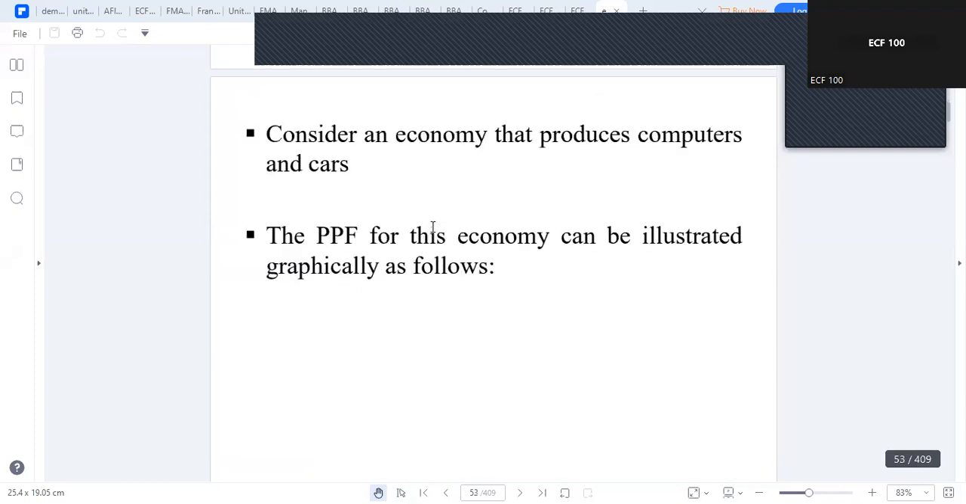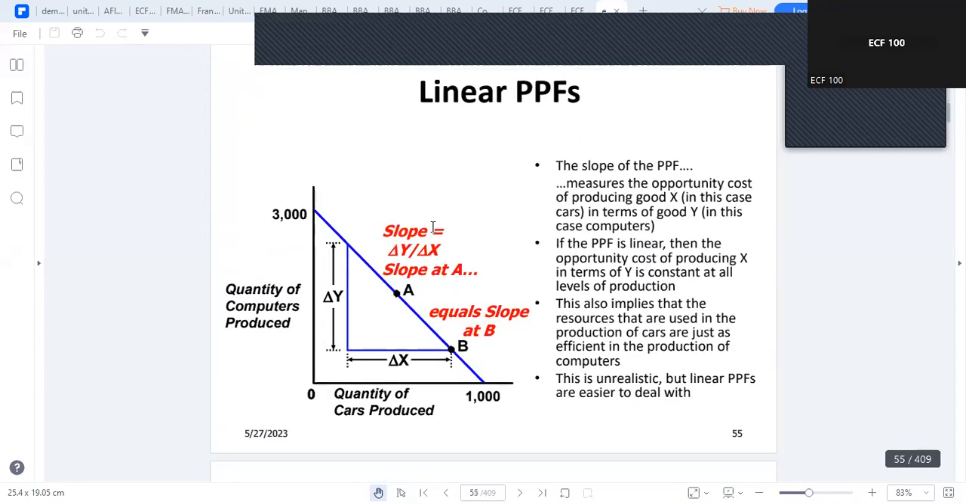So we must consider an economy that produces computers and cars. The PPF for this economy can be illustrated with a graph using a linear version. If we are given such a picture and told the slope, we have computers here and cars there. So we have 3,000 and we have 1,000.